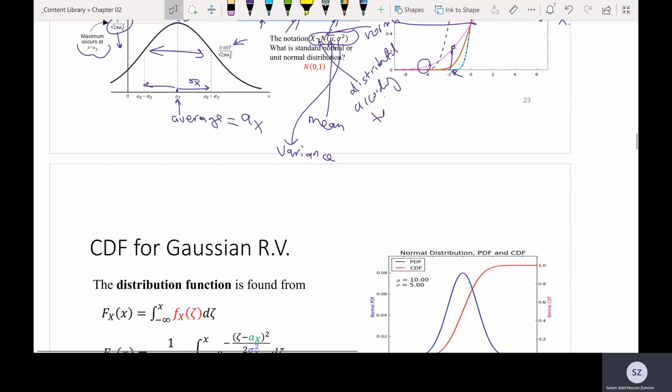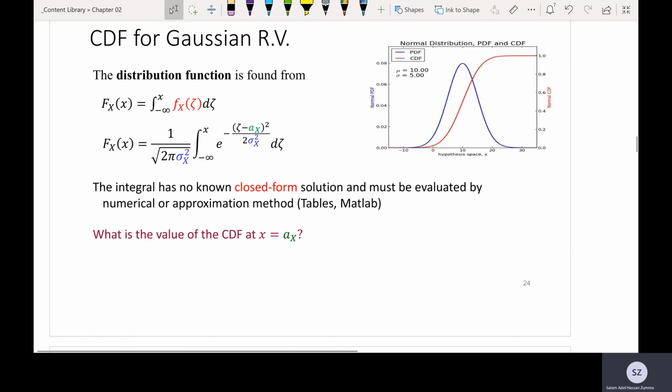Then the CDF is the integral, right? The CDF is defined by what, Shabab? It's the probability that x is less than or equal to small x. So this is the definition of the CDF. In order to find this, we integrate the PDF from minus infinity to x. Now, putting in the PDF from up here, you will get this CDF.